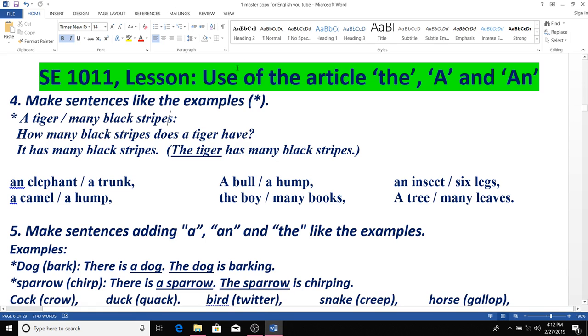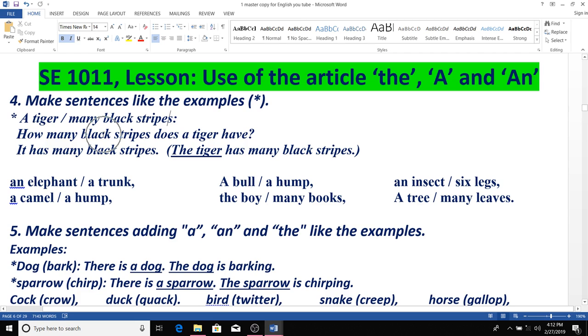This is the lesson to use articles, okay? Articles a, an, and the, okay? Let us make some sentences, okay? Using articles where necessary, okay? Here, a tiger and many black stripes. A tiger and many black stripes, okay?